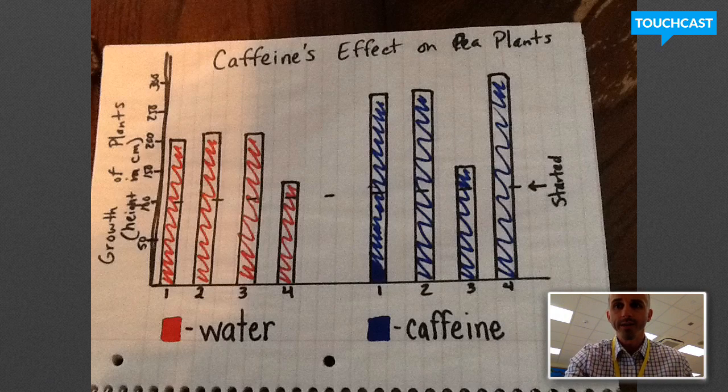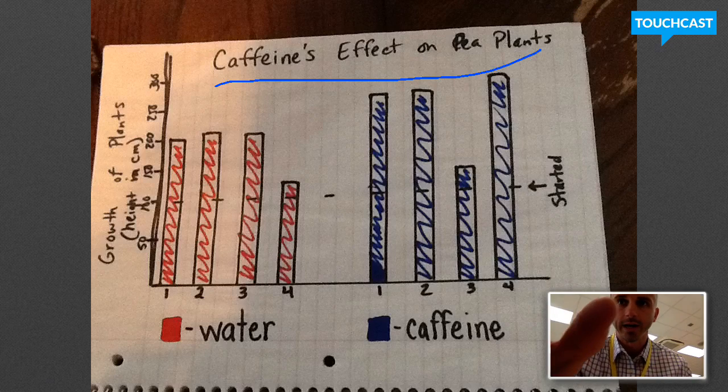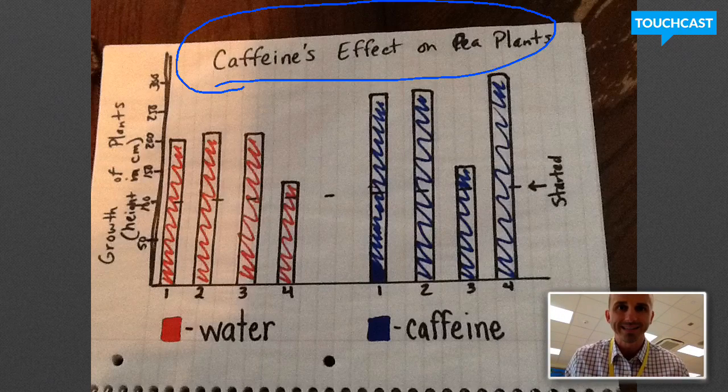And so on this bar graph, there's a lot of parts here. So I'm going to show you a few parts, and I'm going to see if I can change. Here, I'm going to do it in blue here. And so there's different parts of this bar graph. I'm going to circle right here. This is my title. This is the title of my bar graph. This is where I am identifying my purpose for my science fair project, which is caffeine's effect on pea plants.